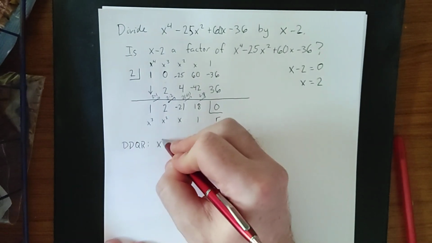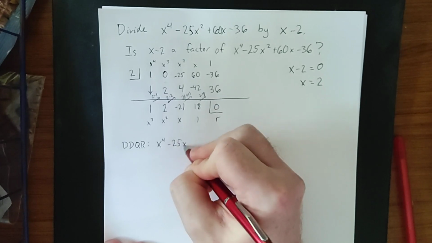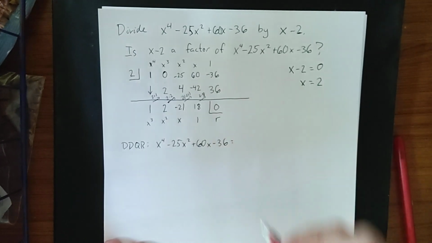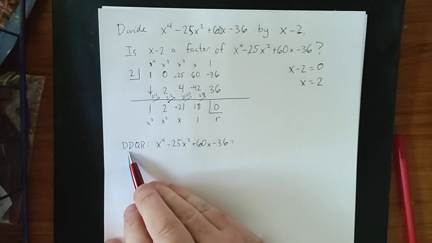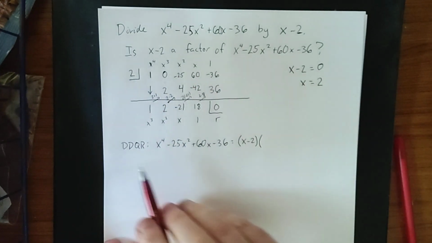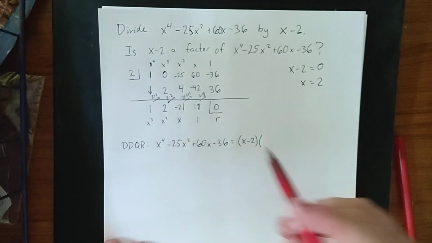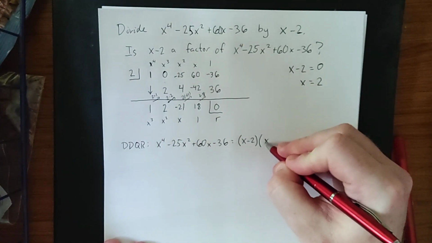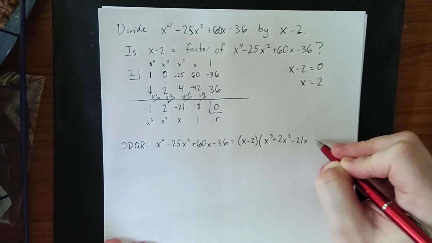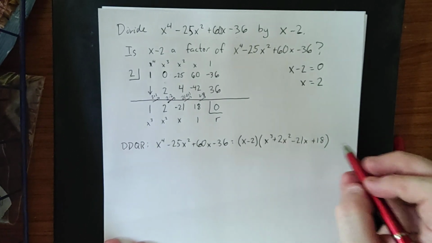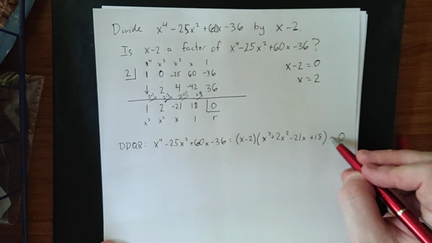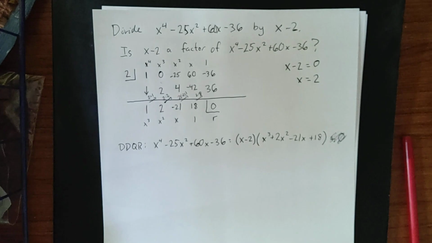Our dividend was x to the fourth power minus 25x squared plus 60x minus 36. This will be equal to, the second D is for divisor. Divisor is x minus 2. The quotient is the interpretation of what is now below the bar. That would be 1x cubed plus 2x squared minus 21x plus 18 plus our remainder of 0. However, when we say plus 0, that plus 0 isn't actually doing anything and therefore doesn't need to be present.